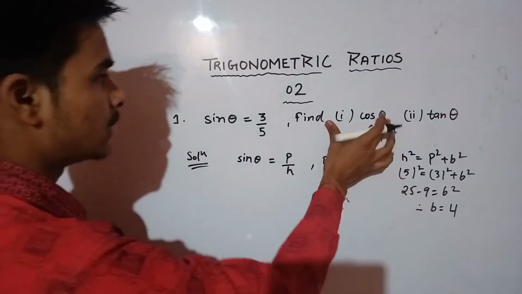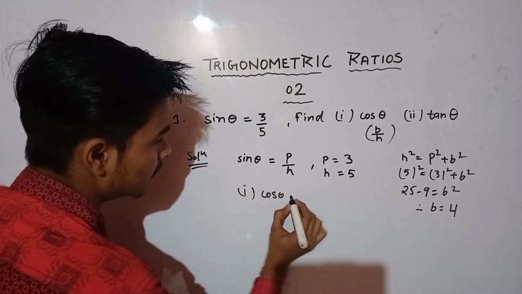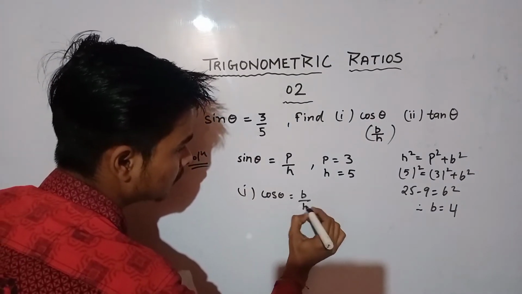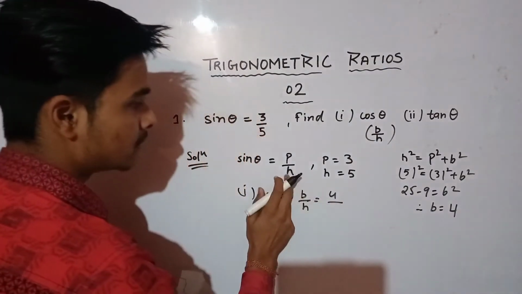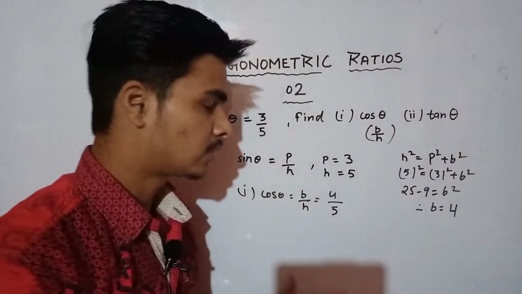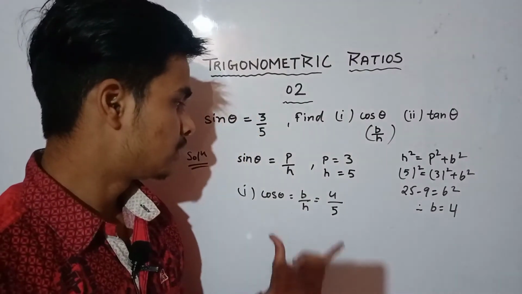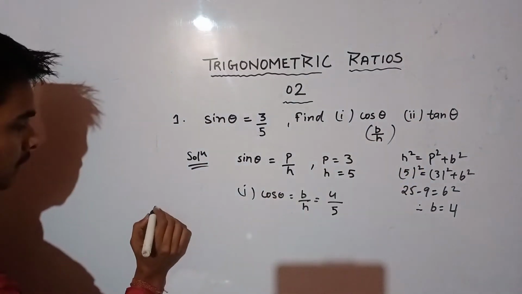Now first question is sin of cos of theta. So cos theta is what? B upon H. We have found the value of B as 4 and we already have the value of H, which is 5. So the first answer for cos theta is 4 upon 5.